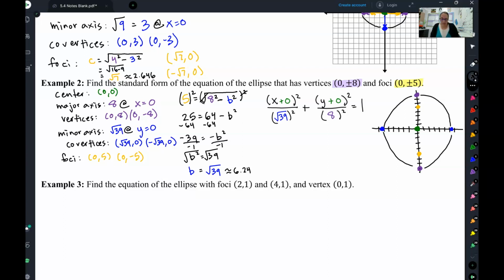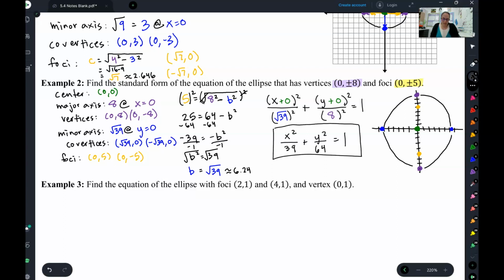Let's simplify it, make it look a little better. x plus 0 squared is just x squared. Square root of 39 squared is 39. y plus 0 squared is y squared. 8 squared is 64. And all that equals 1. There's my final answer. That's the equation for this specific ellipse.